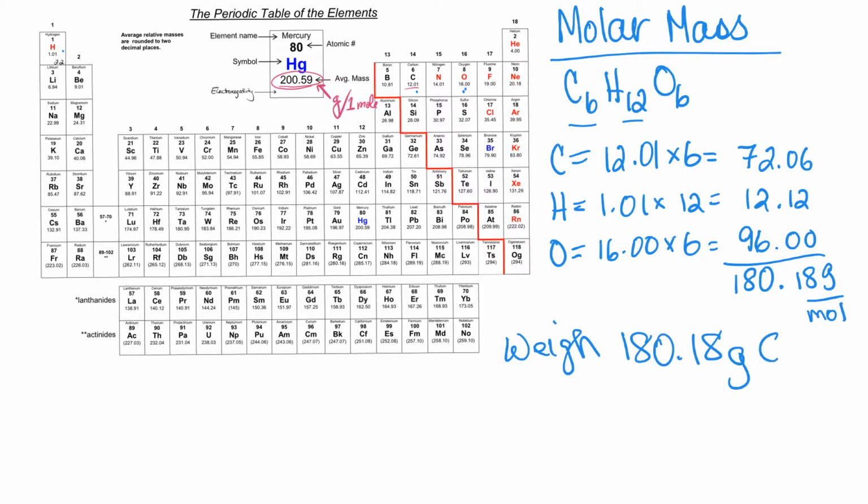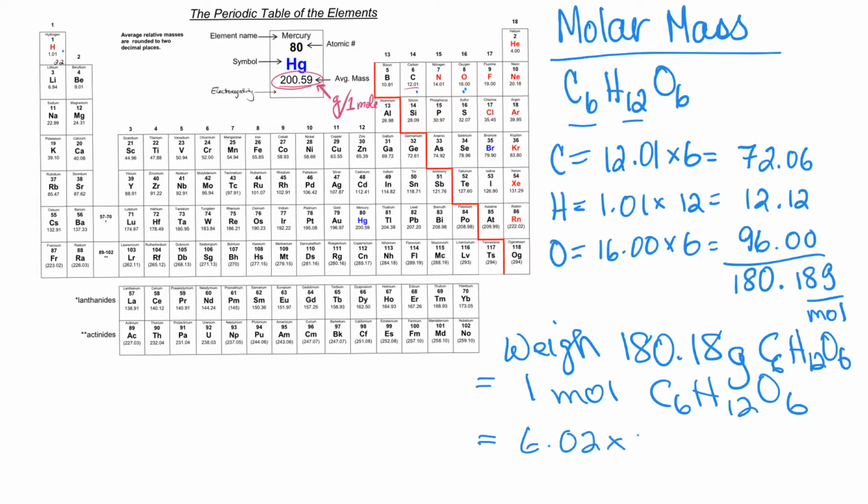Okay? So this means that if you weigh 180.18 grams of C6H12O6, you have 1 mole of C6H12O6. And if you have 1 mole of C6H12O6, then you have 6.02 times 10 to the 23rd molecules, because remember, this is not an ion or anything like that. It is a molecule of C6H12O6. So I hope you see that relationship between molecules and moles to grams.